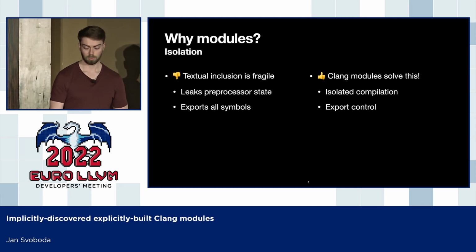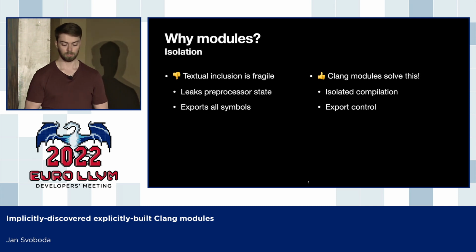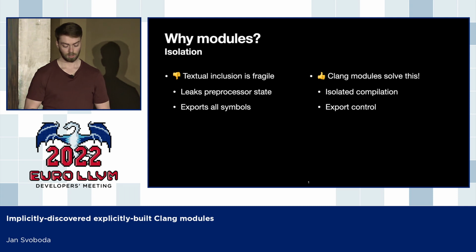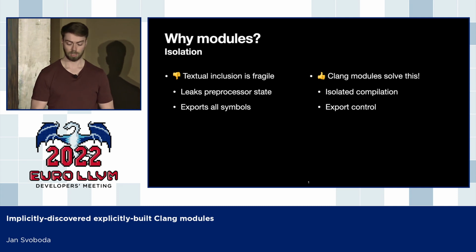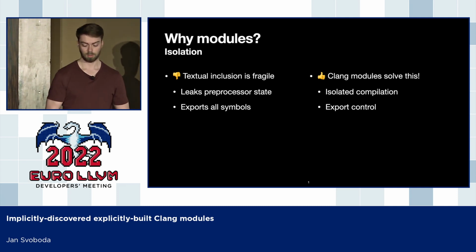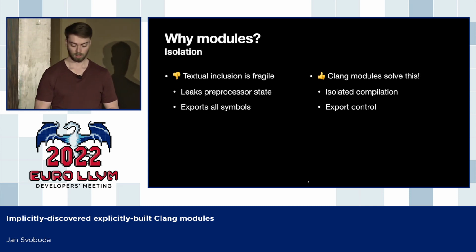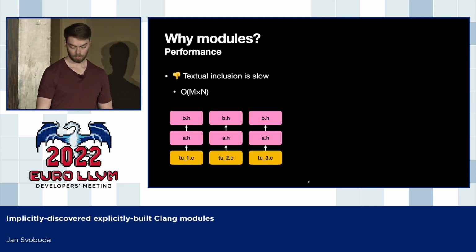Clang modules solve both of those issues. Modules isolate individual libraries into self-contained units of code, making them more robust. Clang compiles each module with a fresh preprocessor instance, completely eliminating leakage of preprocessor state. With Clang modules, library authors have a way to describe which symbols are to be exported, and the compiler is able to enforce this, making library APIs much cleaner and safer to use.